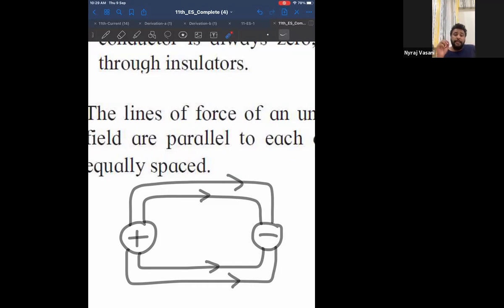Okay. The last point is electric lines of force, they take off and land normally. Normally in maths means perpendicularly. Normal means perpendicular. Just think about it. Okay, think about it in your brain.